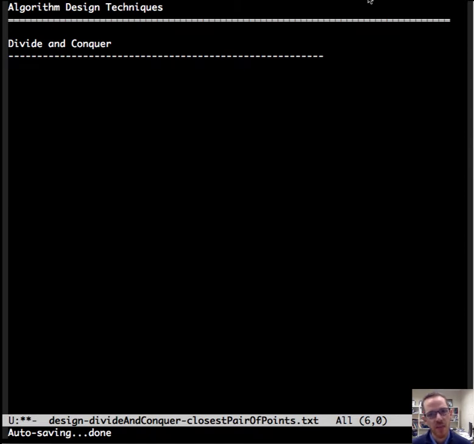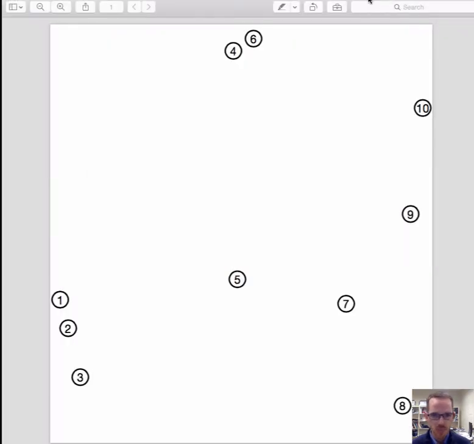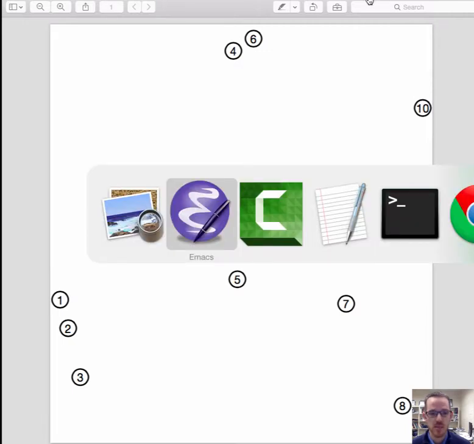In the family of the divide and conquer algorithms is a foundational problem from computational geometry, and that is to find the closest pair of points. Let's see this. So here we have a whole bunch of random points, and we need to be able to find the very two closest points. This is applicable in many fields with a large number of points.